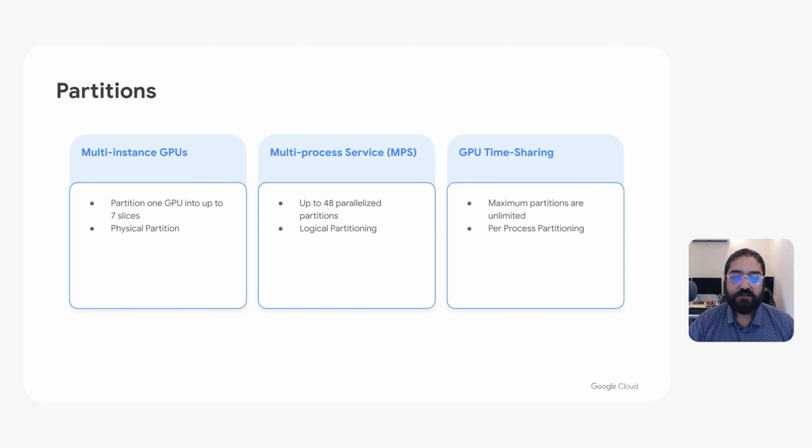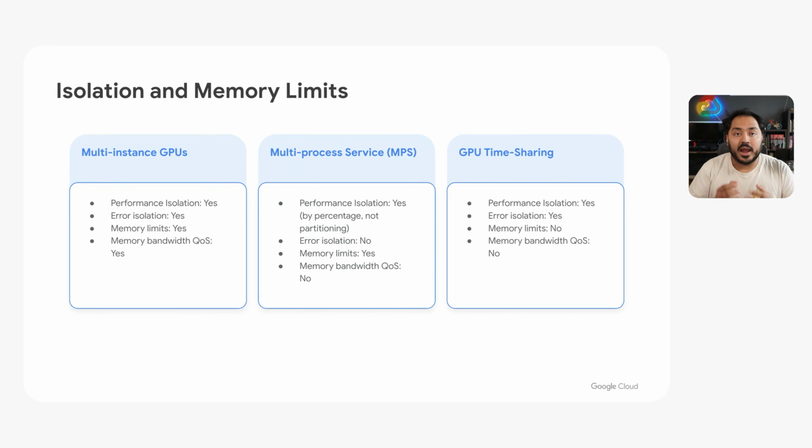Let's take a look at the key differences between these three technologies and how to choose the right one for your workload. In terms of partitions, multi-instance GPUs provide a physical, hardware-level partitioning of one GPU in up to 7 slices. Multi-process service, or MPS, allows for up to 48 parallelized partitions, which are logical partitions, whereas GPU time sharing allows for as many partitions as you want, where each partition allows one process to access the GPU in its entirety.